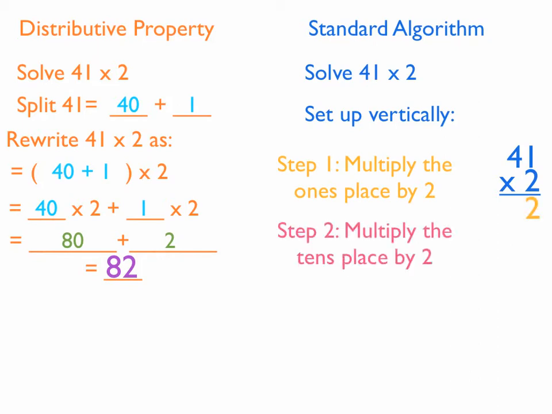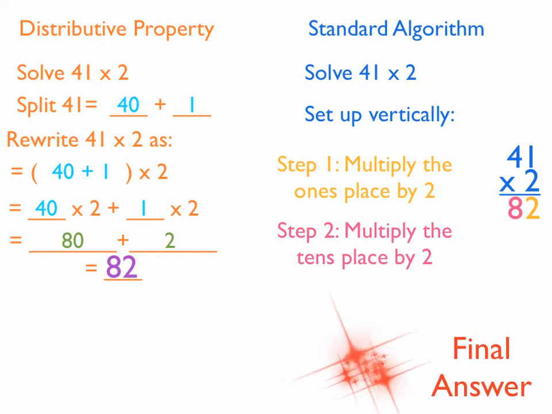Step 2, multiply the tens place by 2. So the 4 times 2 in this case is going to give me 8. So my final answer is going to be 82. And you can see that both methods give you 82 in this case. Let's try a little bit harder problem.